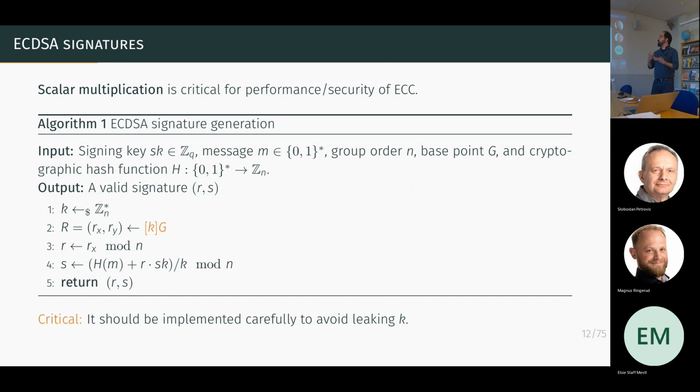So maybe to illustrate once more why some implementation aspects are important, this is the ECDSA signature algorithm. It's just a signature generation algorithm that shows how sensitive the scalar multiplication operation can be. If you remember ECDSA, you have a hash function and some message as input and a signing key, right? This computes the signature over some group, in particular here, an elliptic curve group of points.